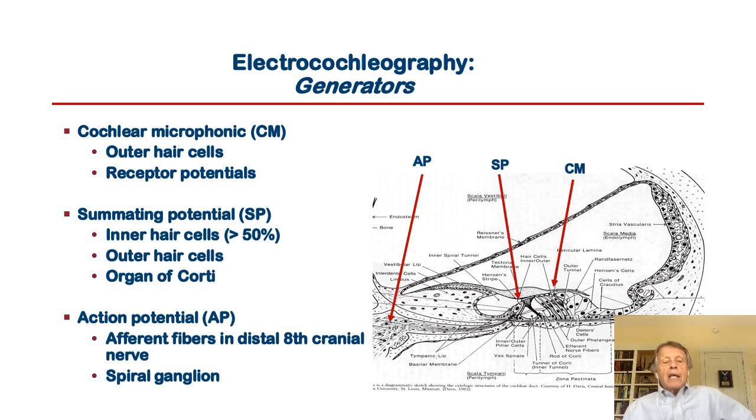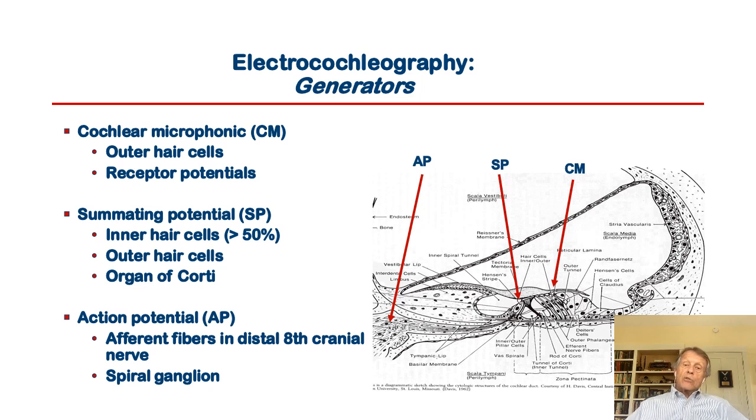Summating potential, for many years we knew it was arising from the organ of Corti in the cochlea. Nobody knew exactly where, but research conducted with animals where the inner hair cells were damaged tended to eliminate the summating potential. And so that research led to the conclusion that most of the summating potential energy is due to activity of the inner hair cells. So cochlear microphonic, mostly outer hair cells. Summating potential, mostly inner hair cells.